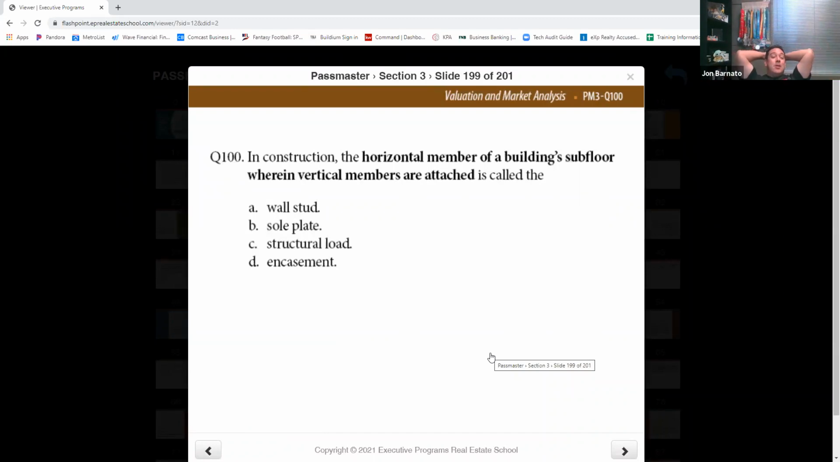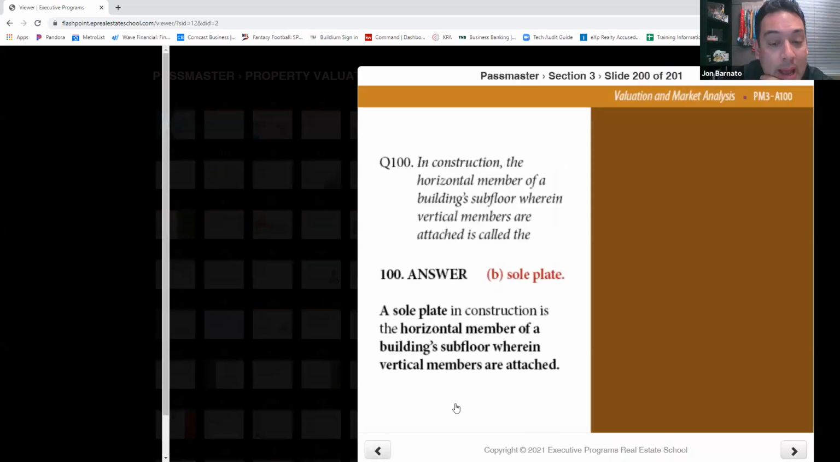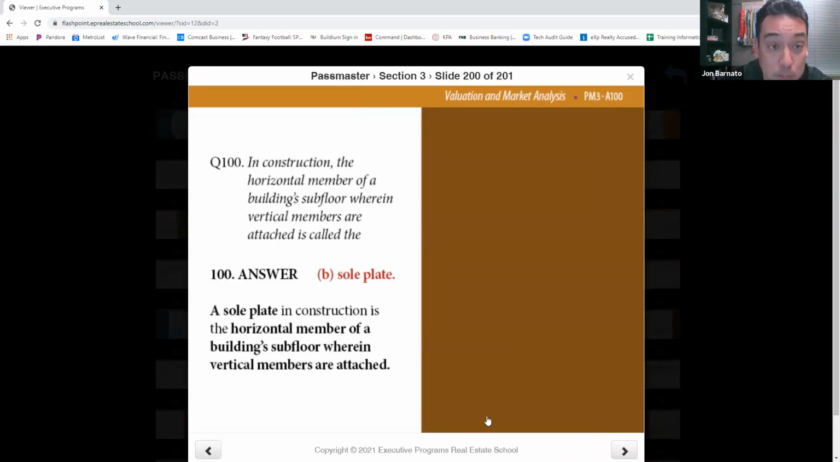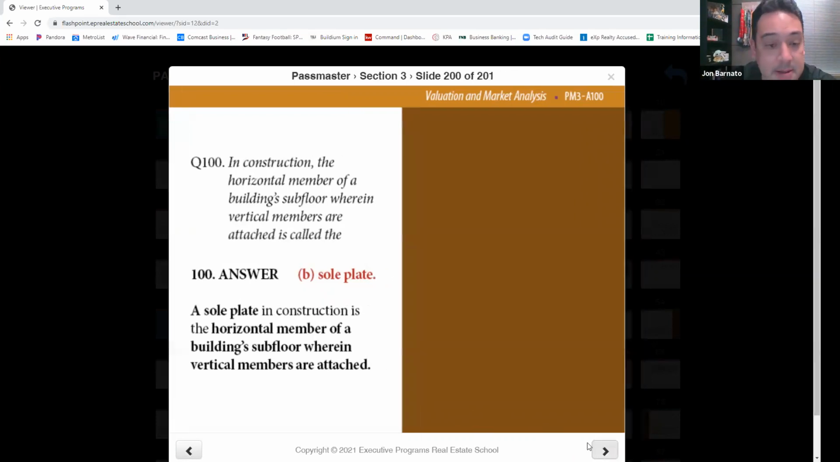In construction, the horizontal member of the building subfloor, wherein vertical members are attached, is called the what? Used in construction, the horizontal member of a building subfloor. A, wall stud? B. It's B. Correct. It is the sole plate. Good job, Andrew. Okay, sole plate. So it's the part that supports the floor. It's called the sole plate.